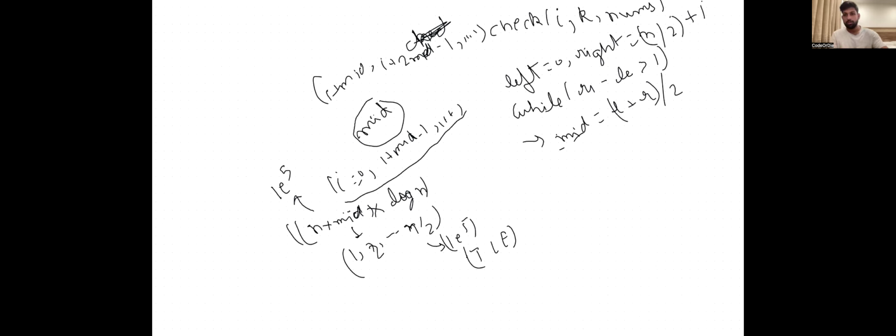Now I know one thing for sure, that binary search will be used because we have to find the maximum k, and this statement gives me a hint that I have to use binary search. So can I do some intelligent binary search? Yes, I can. And how can I do it?